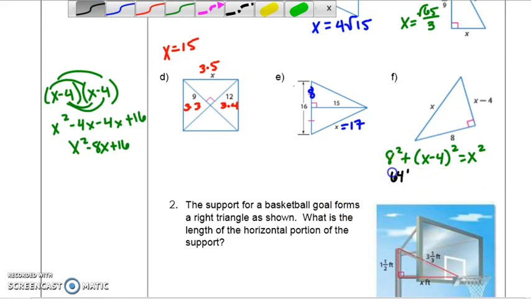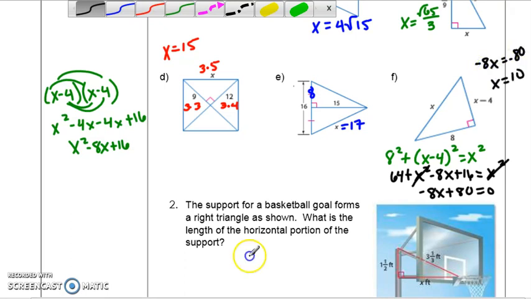So this is 64 plus x squared minus 8x plus 16 is equal to x squared. And then we can go ahead and subtract x squared from both sides, which is going to cancel out there. And then combine our 64 and 16 since they're on the same side. So really we have negative 8x plus 80 is equal to 0. Subtract 80, and then we have negative 8x is equal to negative 80. Divide both sides, x is 10. So that would make this 10 and this 6.